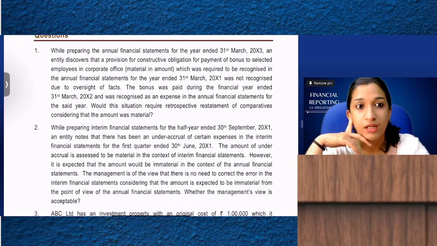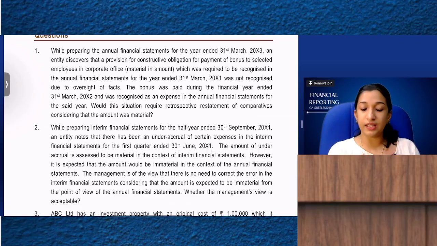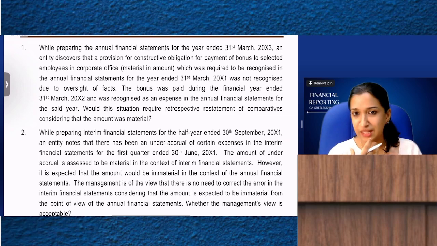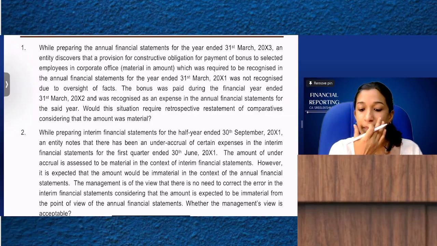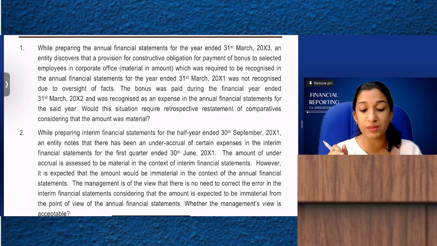Of course. While preparing the financial statements for the year ended 31st March 13, an entity discovers that a provision for constructive obligation, that is obligation which you constructed or created out of past practices, for payment of bonus to selected employees in corporate office, which is material in amount, was required to be recognized in the annual financial statements for the year ended 31st March 11.